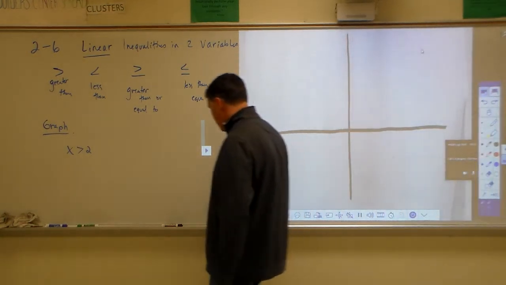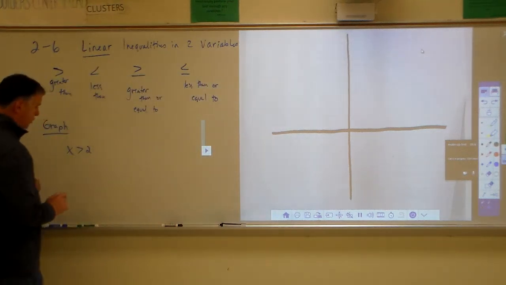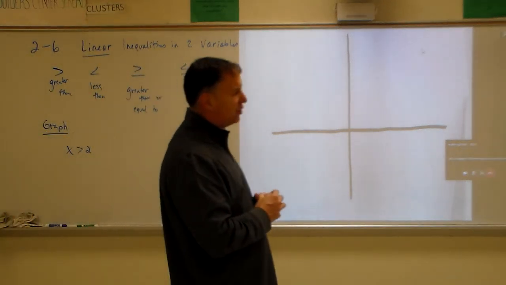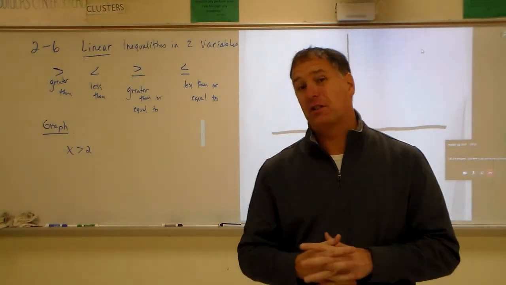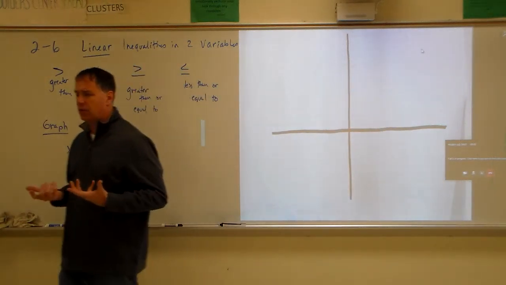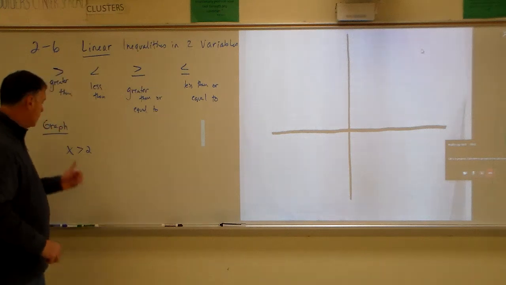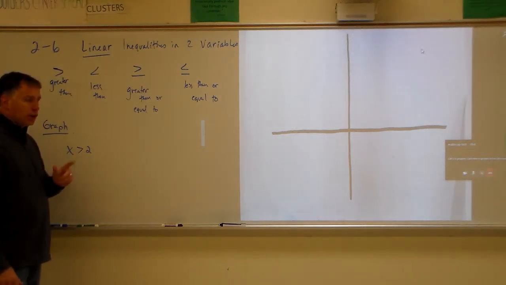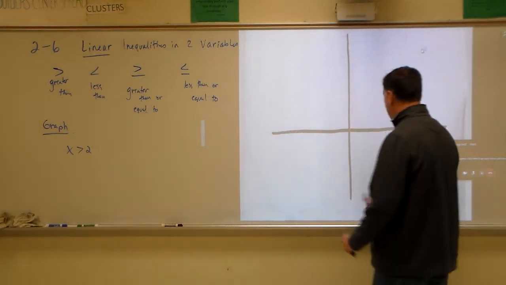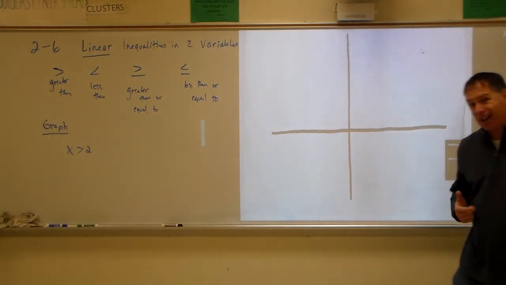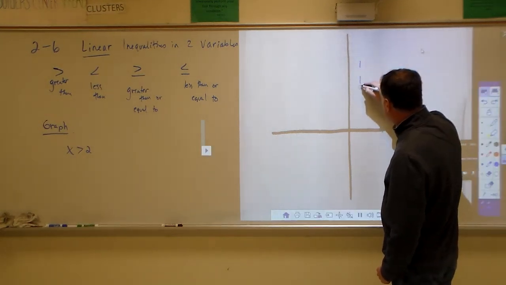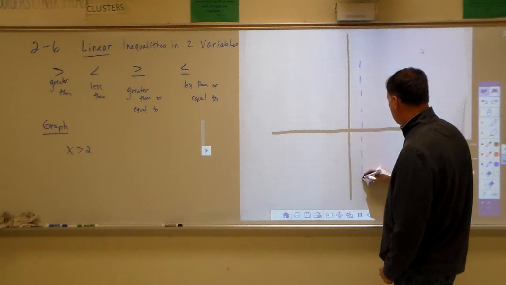Now, there is something that we have to look at and notice. This says x is greater than 2. So if it says x is greater than 2, it means that 2 isn't a solution to that. If I said, okay, x is greater than 2, what happens when x is 2? Not a solution. Why? 2 is not greater than 2. So when I go to make my line, I can't make a solid line through 2 because 2 is not a solution. So what I have to do is make a dotted line through x equals 2.